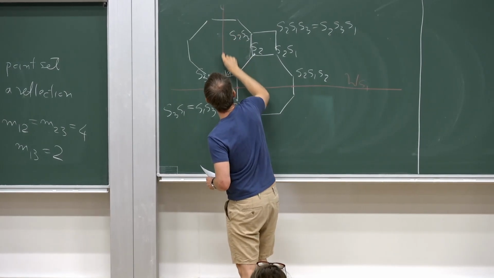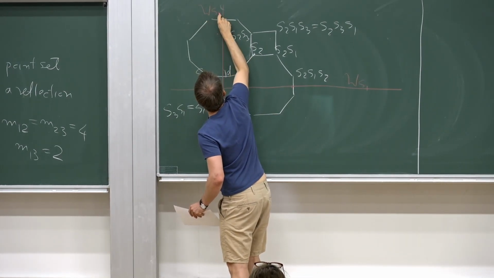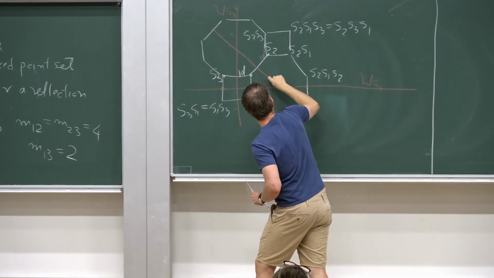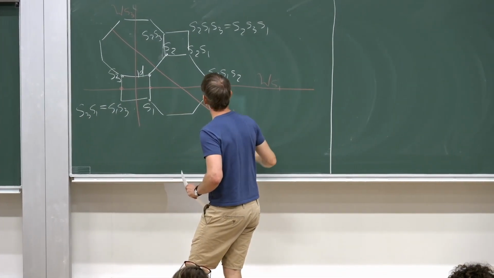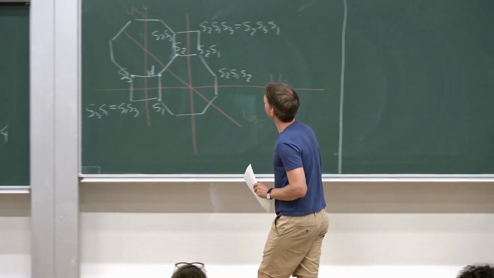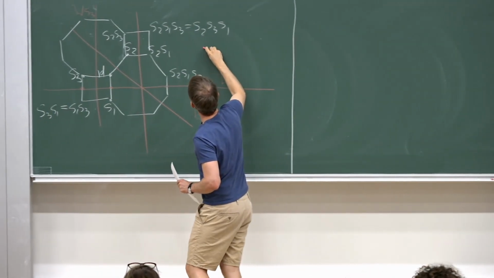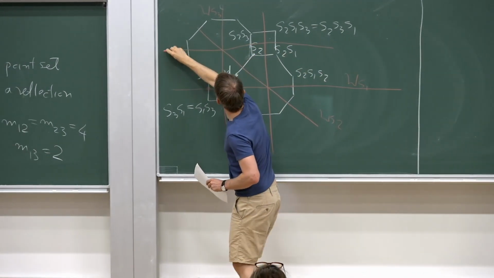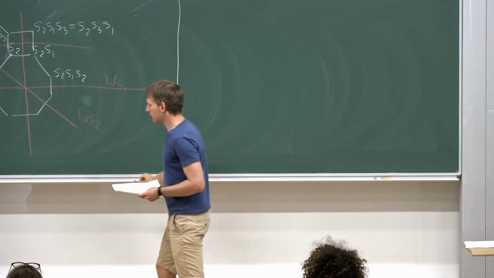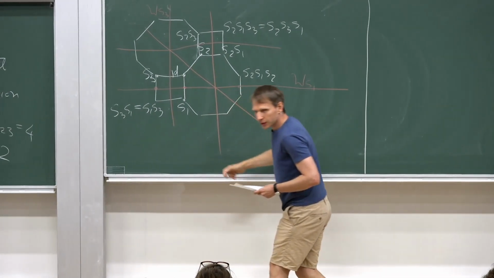This is the wall of S3. This will be the wall of S2. And there will be also some other walls. If you start drawing all the walls, you will get the dual tiling of the plane by these right-angled triangles. Questions?